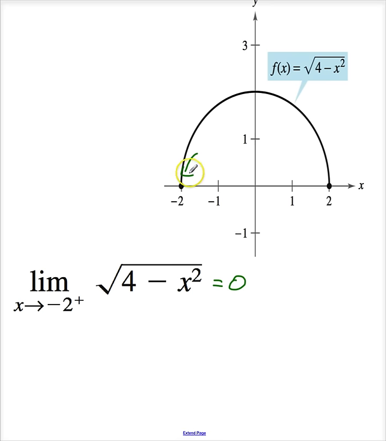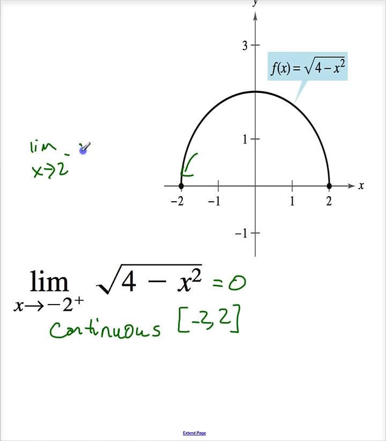Now this function is continuous on the closed interval, including -2 and 2, because if I take the limit as x approaches 2 from the left of the square root of 4 minus x squared, that does exist, and it does equal the functional value evaluated at 2. So f of 2 is 0, and here f of -2 is also 0. So it's continuous on -2 to 2.